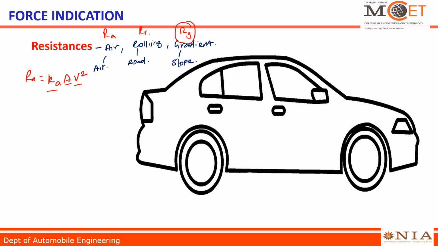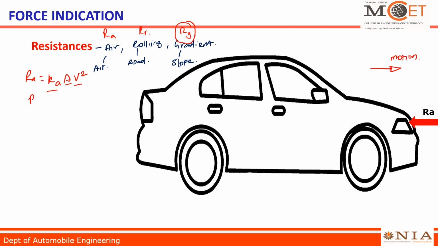We can easily calculate the UDL force as a point load. You have studied that in the strength of materials subject. So I directly convert the UDL into a point load. The air resistance will act at the hood or bonnet of the vehicle like this. Since it is a resistive force, the resistive force is always opposite to vehicle motion.